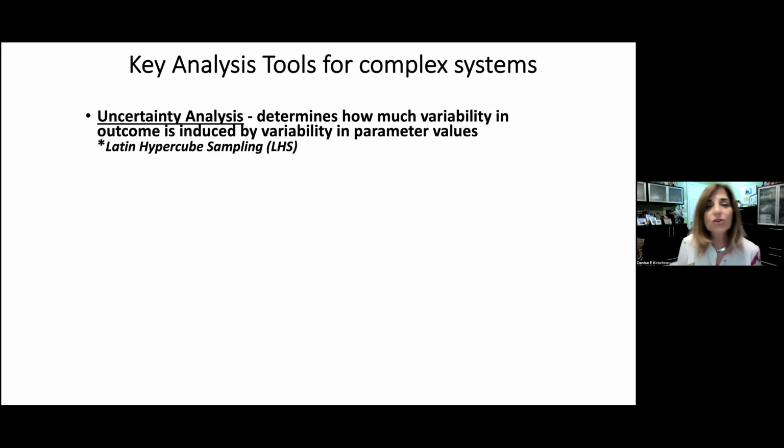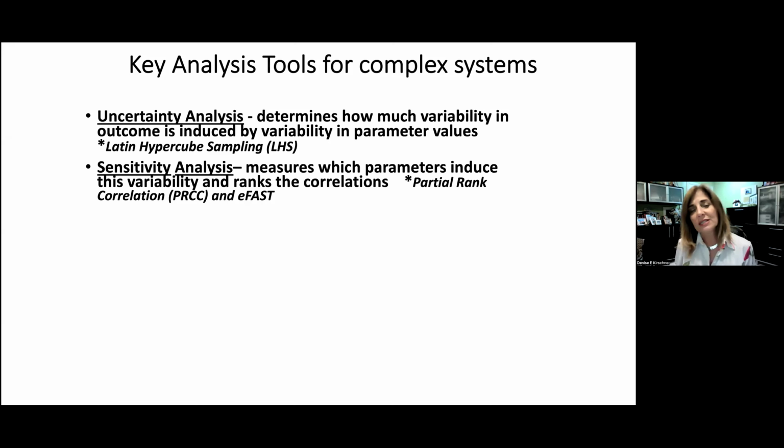I think that these are key. This is a key analysis tool for a complex system. Uncertainty tells you how much variability there is in the model outcomes, like our susceptibles and our infecteds and our recovereds, based on the changes in the parameters. And we use something called Latin hypercube sampling to help us get that.